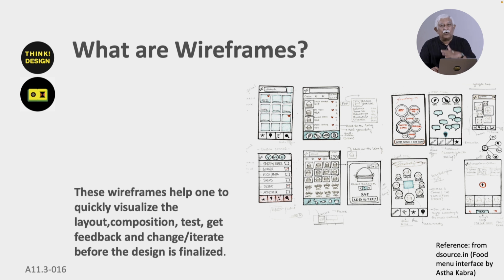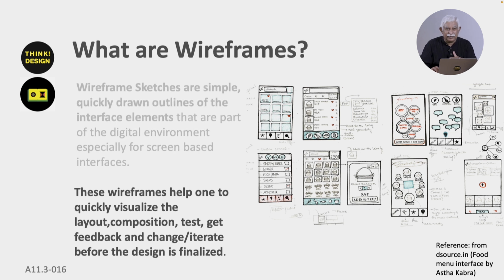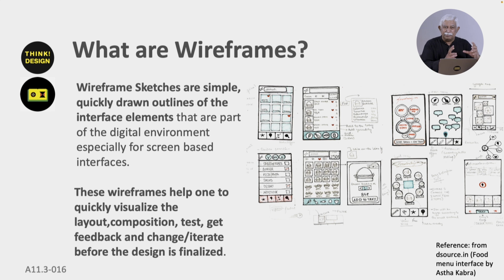So let's move on to what are wireframes. Okay. So wireframe sketches are simple, quickly drawn outlines of the interface elements. That means all the elements which are on the screen, okay, or in the digital environment are actually put in one after another. Okay. So these are called wireframes. They are just outlines of the things. Okay. And you can program it also, so that you can get feedback on how it actually works.